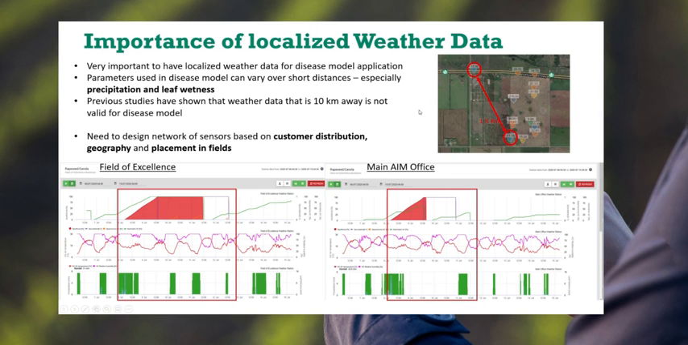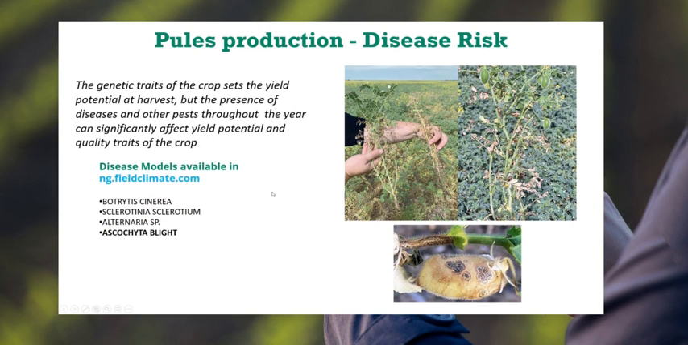So you can't design a network of field models based off of data that is 10 kilometers away. It just won't work. You've got to have a device that's in or near that field to provide proper data to drive the model process. So you have to design this whole network based on the customer distribution, field locations, and the geography of the area. So for the pulse production in FieldClimate, we have a series of models: Botrytis, Sclerotinia, Alternaria, and Ascochyta. Today we focus on Ascochyta.